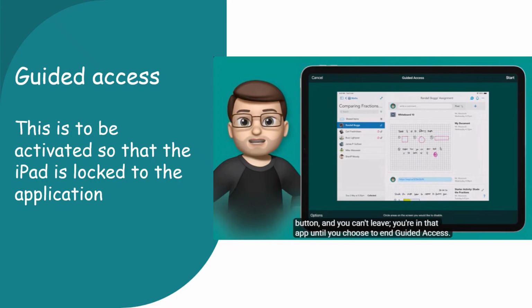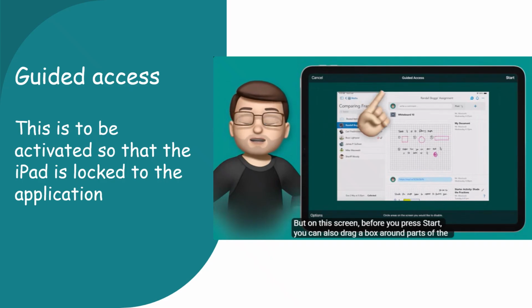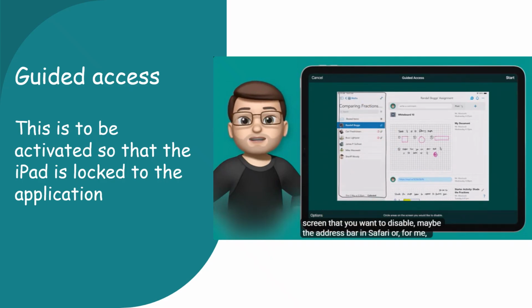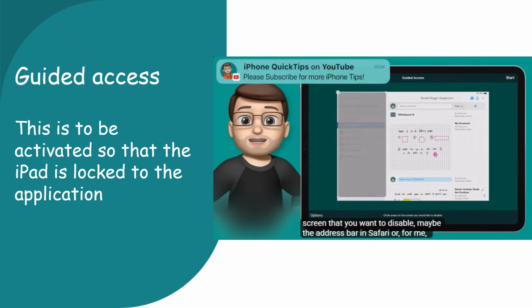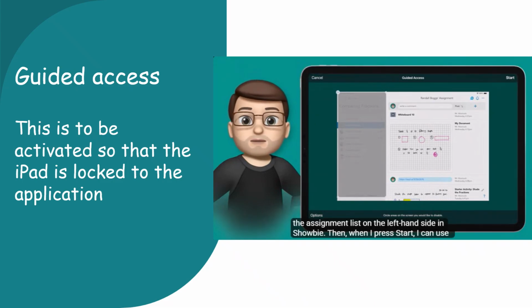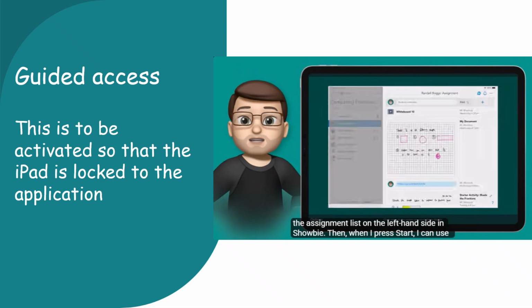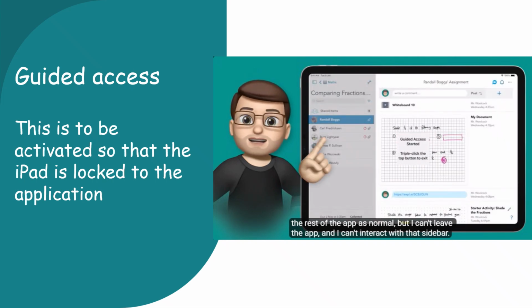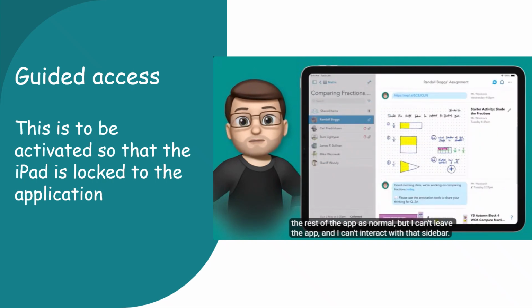You can't press the home button, you can't leave. You're in that app until you choose to end guided access. But on this screen, before you press Start, you can also drag a box around parts of the screen that you want to disable, maybe the address bar in Safari, or for me on Shobi, the assignment list on the left-hand side. Then, when I press Start, I can use the rest of the app as normal, but I can't leave the app and I can't interact with that sidebar.